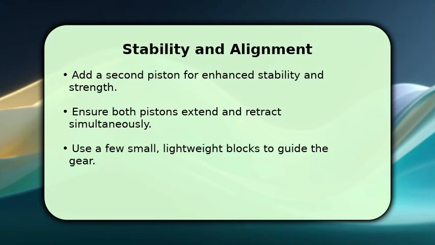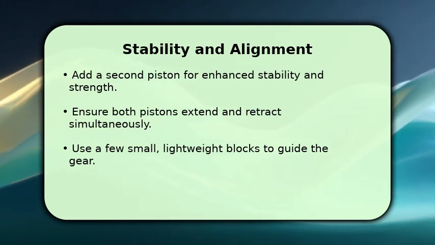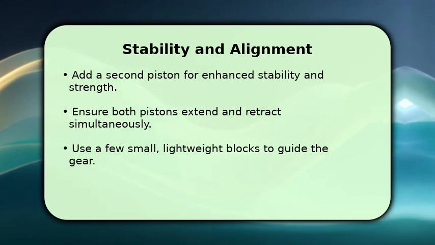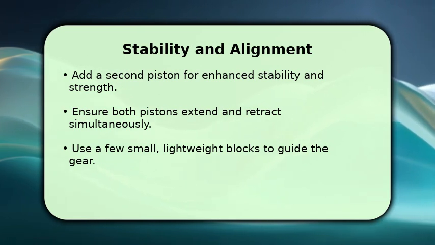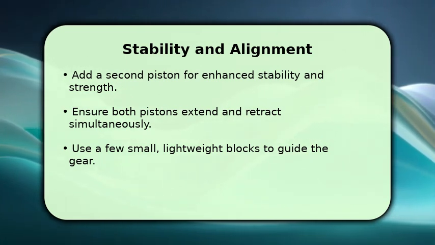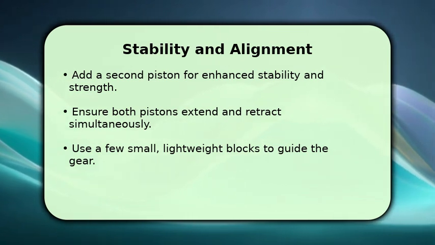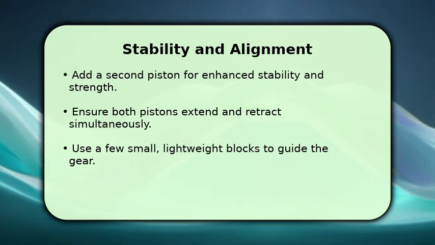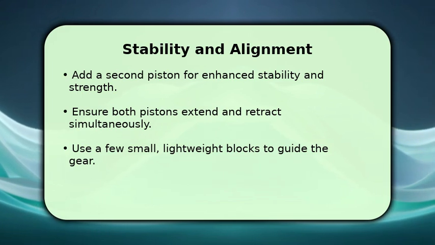To improve stability and prevent wobbling, consider adding a second piston. This provides extra support, especially for heavier jets. Make sure both pistons are synchronized to extend and retract at the exact same time for smooth operation. You can use a few small, lightweight blocks as guides to keep the gear aligned during movement. Carefully check for any clipping issues where the gear might intersect with your jet's body when retracted. A little adjustment here makes a big difference.